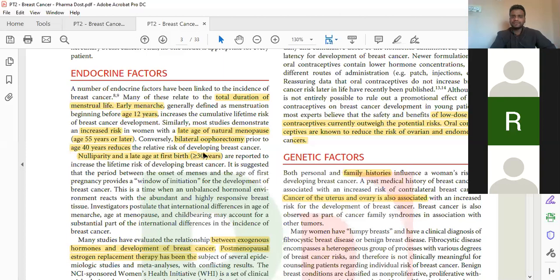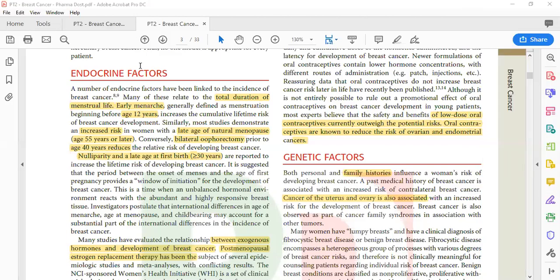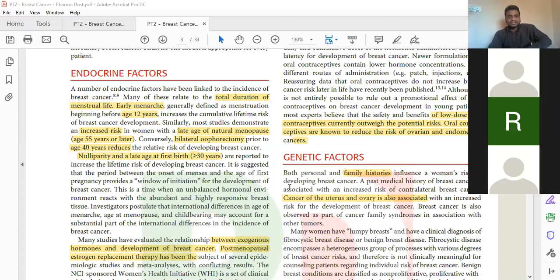It is also said that if the patient has had bilateral oophorectomy prior to the age of 40 years, oophorectomy is the removal of ovaries. Bilateral means both. If the female has undergone bilateral oophorectomy before the age of 40 years, that reduces the risk of developing breast cancer. That reduces the risk because there is no hormone, because the ovaries are responsible for producing all these hormones. So these were some of the endocrine factors.